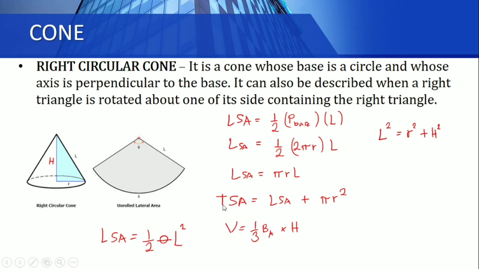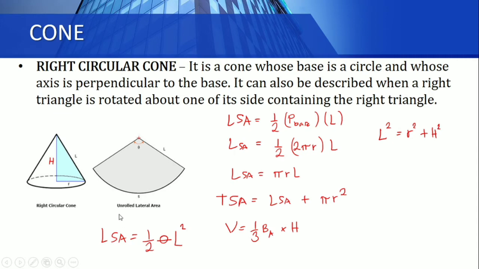So kapag total surface area naman, including na yung area ng base natin, total surface area is equivalent to lateral surface area plus pi r squared or yung area ng ating base. So yun yung total surface area natin. So meron tayong formula dito. Pythagorean ulit, that will be L squared is equal to r squared plus h squared. Kasi yung triangle na mabubuo dun sa loob ng cone natin will be a right triangle, so we can apply Pythagorean theorem.